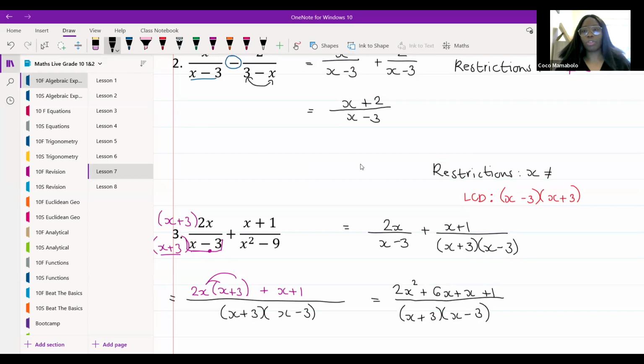Negative 3 and positive 3. Good. Plus or minus 3. Well done, Mandisa. That's it. Correct. X cannot be equal to either positive or negative 3.